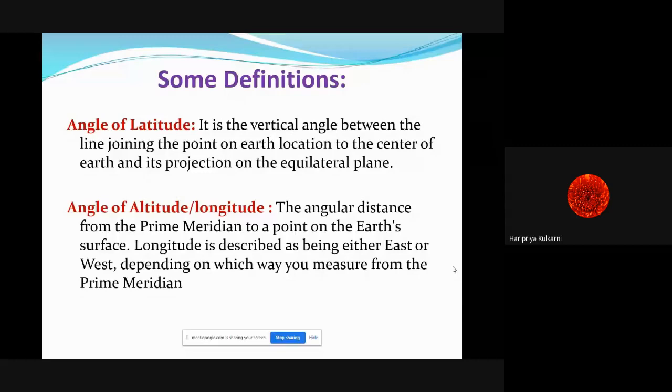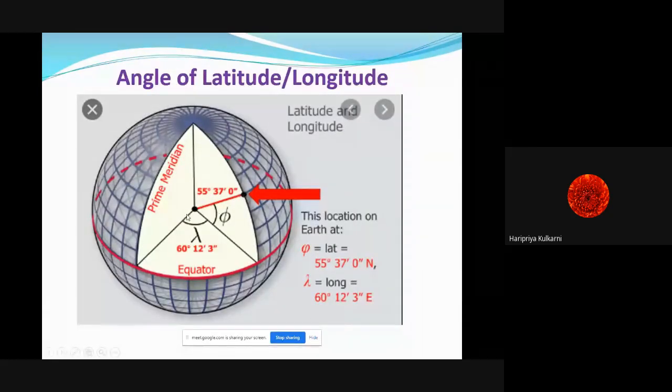Whatever we have studied just now, the angle of latitude, is the vertical angle between the line joining the point on the earth's location to the center of the earth and its projection on the equatorial plane. So the angle between these two lines connected to the center of the earth is nothing but the angle of latitude. It could be towards north or towards south. If it is towards north, it is positive. If it is towards south, it is negative.